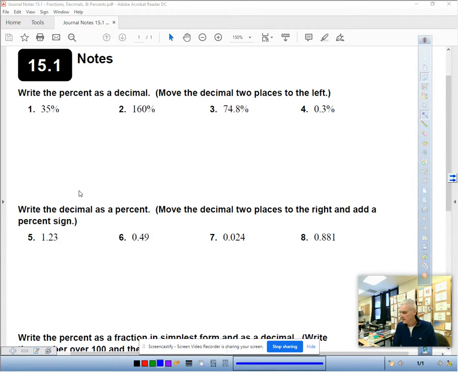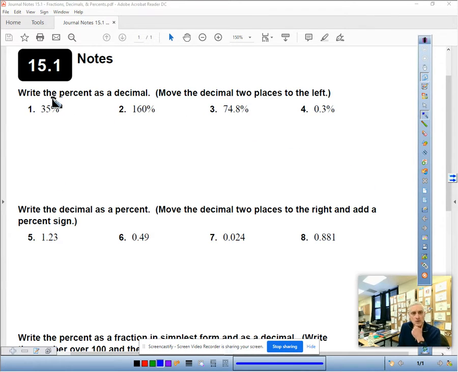I am looking at what is labeled 15.1 notes. This is right after the chapter 4 material. So if you don't have your workbook at home, that's totally fine. Just follow along. This first portion is pretty simple.